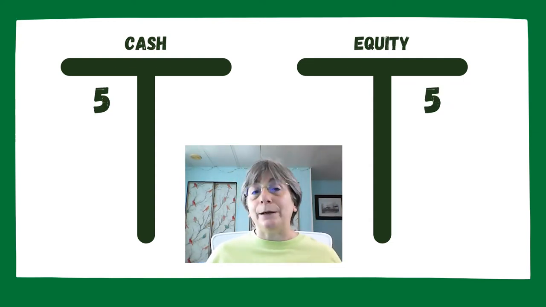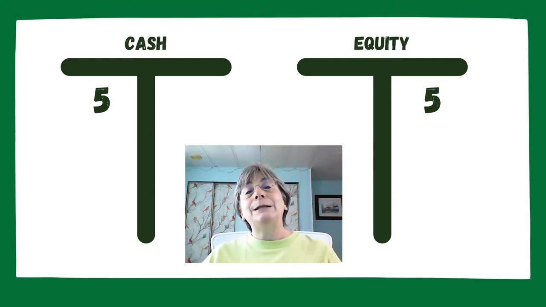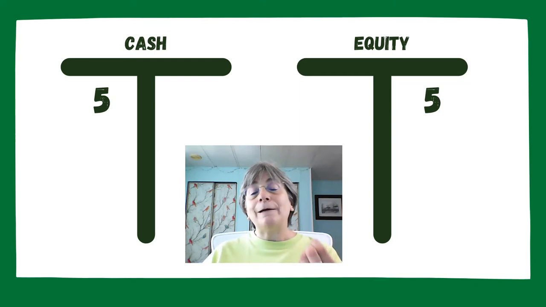Transaction number 3. Let's say our owner makes an investment in the business. That investment is going to be $5. So what are we getting in the business? We are getting $5 in cash, right? The owner is putting money into the business. So we're going to want to increase our cash account. And how do we increase an asset? We increase it by debiting it. So we're going to put that $5 into our cash account.